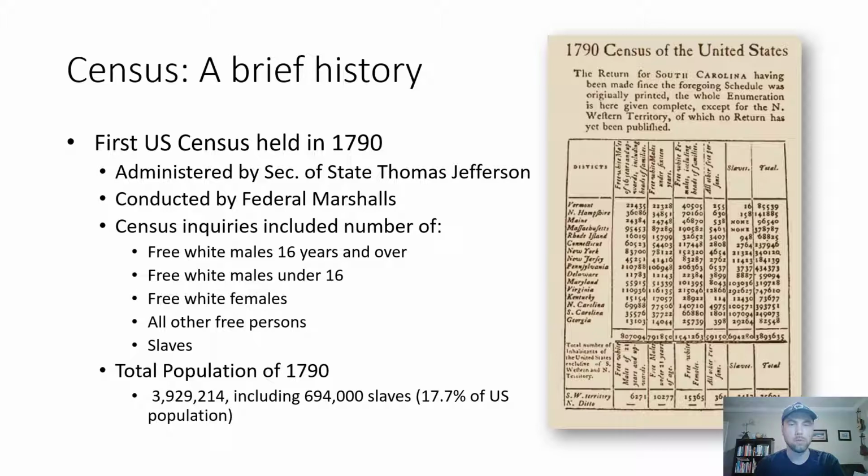The total population in 1790 was 3,929,214, of which 694,000 were slaves. So the slave population comprised over 17% of the U.S. population in 1790.